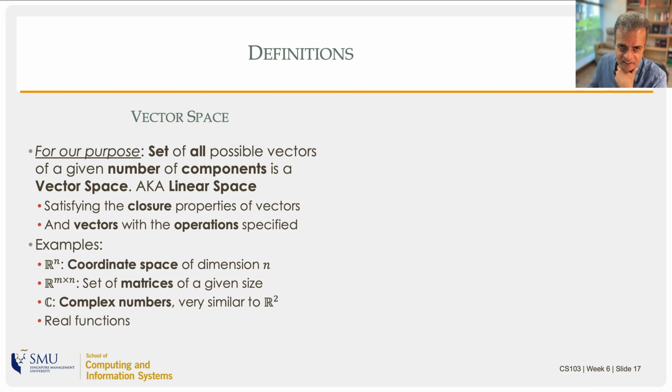Complex numbers are basically very similar to R2 as a vector space, because complex numbers have the real part and the imaginary part. Real functions, that is an interesting situation. If you take functions, let's say defined between 0 and 1, you can think of that as a vector, because if you take one function and add a different function, you get a third function defined between 0 and 1. If you scale one function, you get a different function.